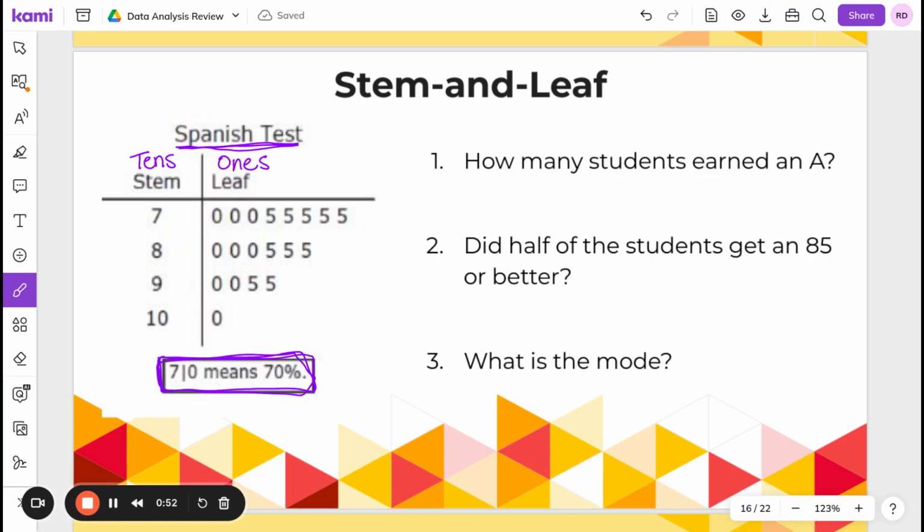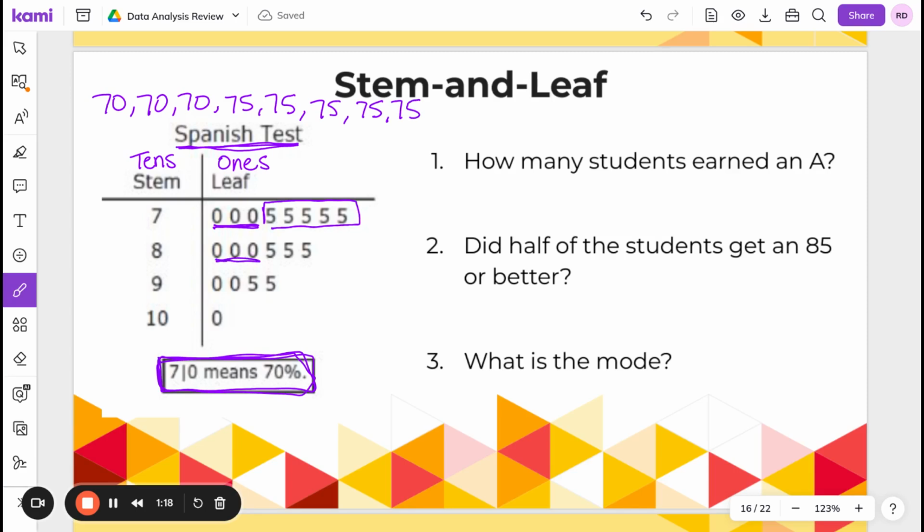To help us later on, I'm going to rewrite them as a long list of numbers so that we can see what they would look like. Up first, we have these 3 zeros. These zeros all get attached to the 7. So this is 70, 70, 70. Then we have 5 fives. So 75, 75, 75, 75, 75.